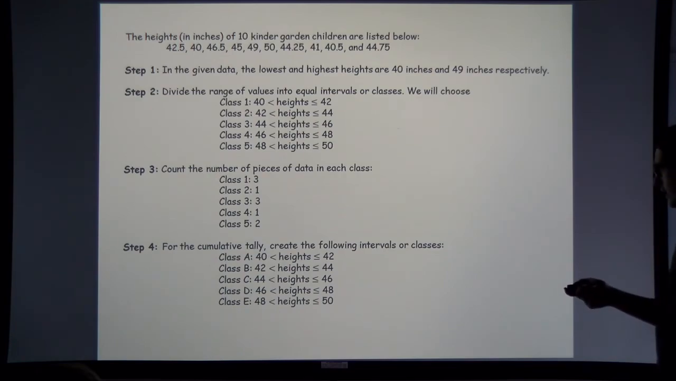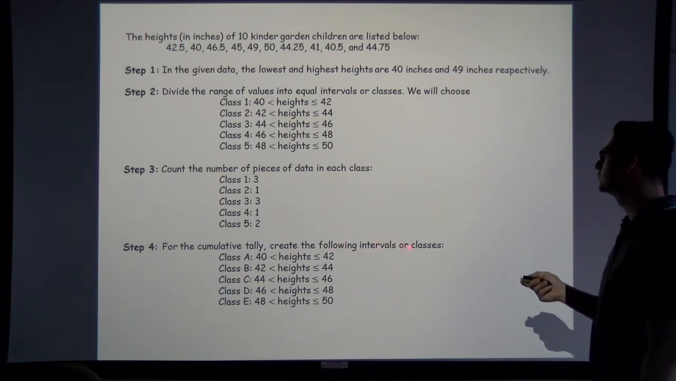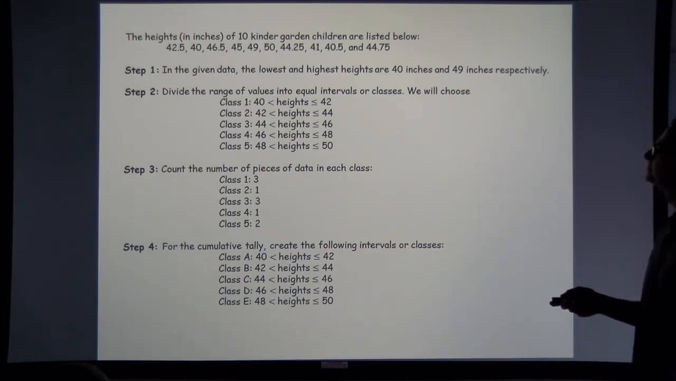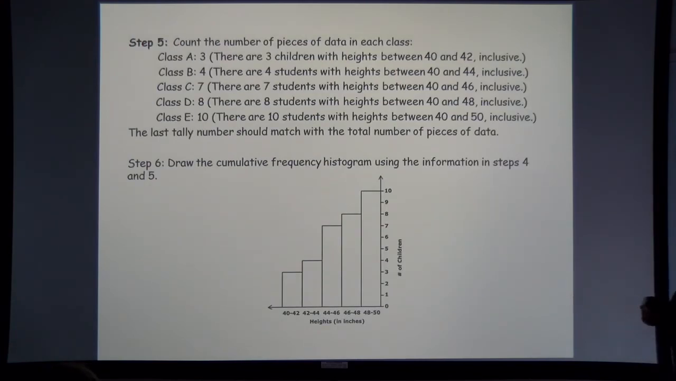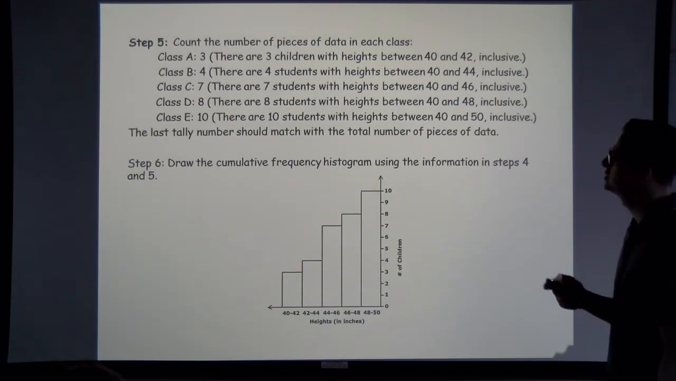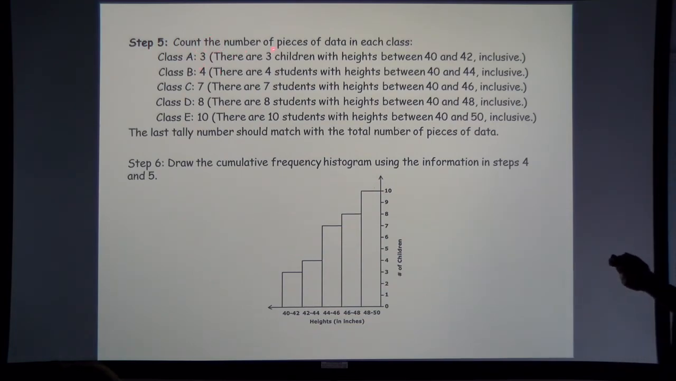For the cumulative tally, create the following intervals or classes. Step 5, count the number of pieces of data in each class, meaning class A, 3: there are 3 children with heights between 40 and 42.